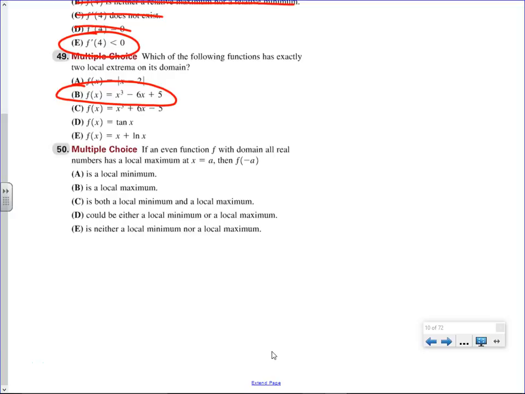Number 50, if an even function f with a domain of all real numbers has a local max at x equals a, then f of negative a equals. Even functions means that f of negative a equals f of a. Plugging in a negative x value is the exact same thing as what's going on at the positive x value, so if it's even, there's a local max at x equals a, there must at negative a also be a local max. We got it?